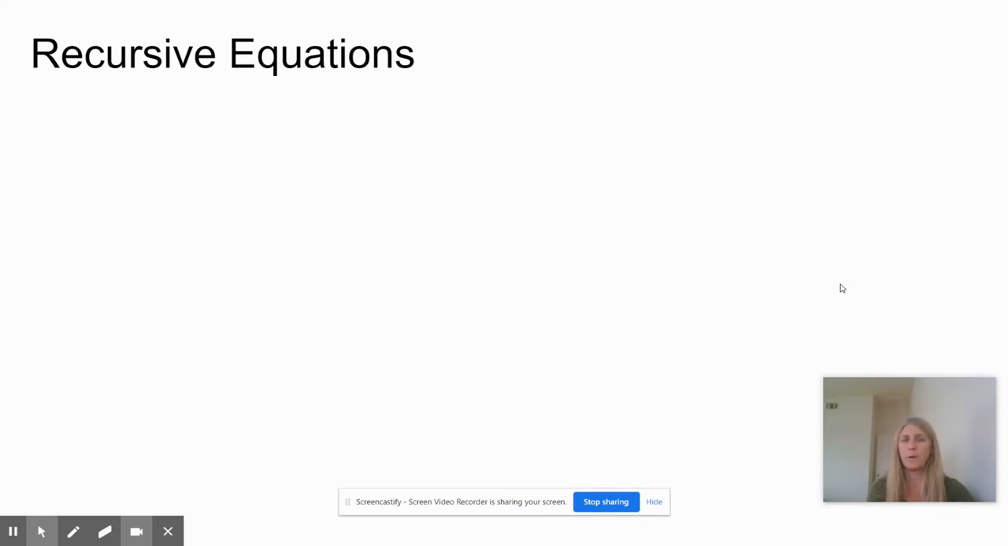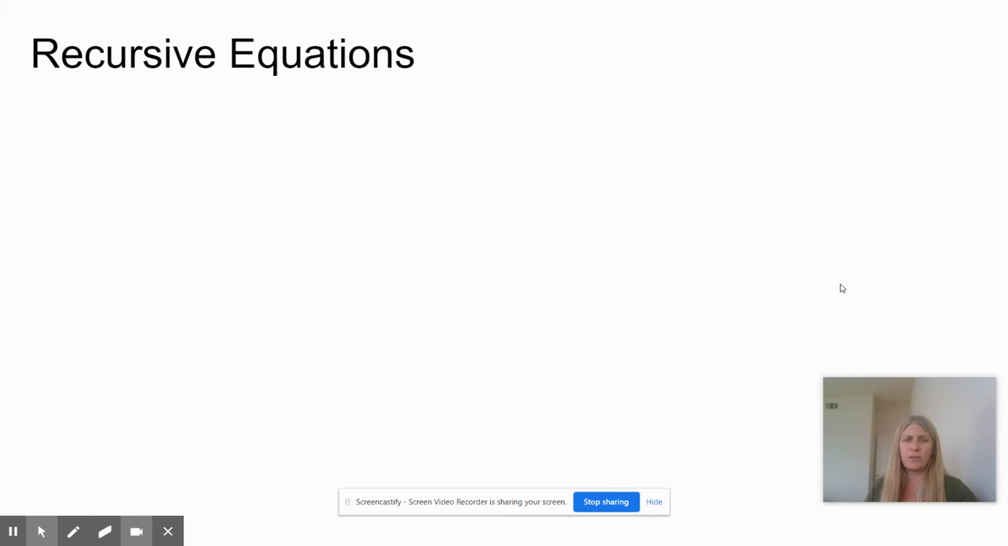So an explicit equation explicitly tells you the number of the term in the sequence order. So I can ask you what the 100th is, plug in 100 for x, and then go ahead and solve for y. Now, recursive is very different than this.